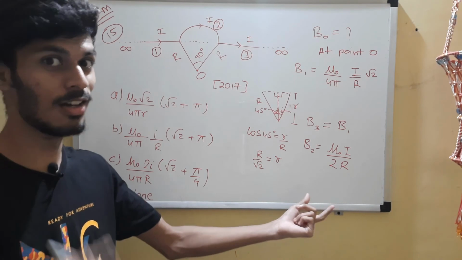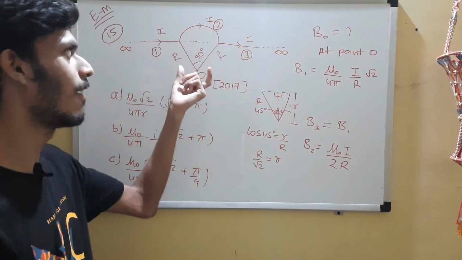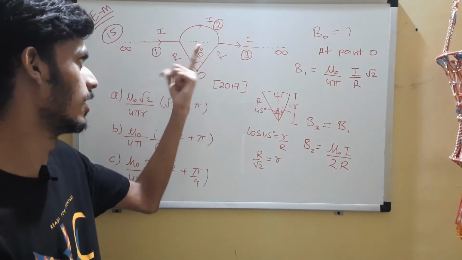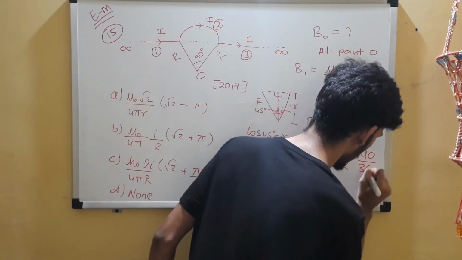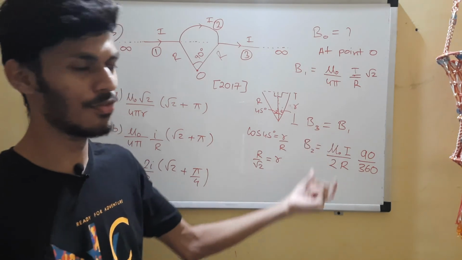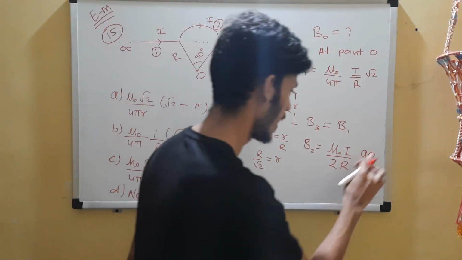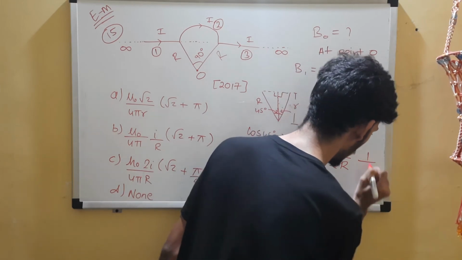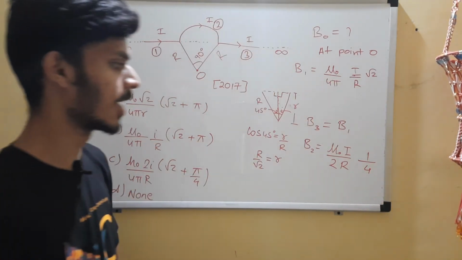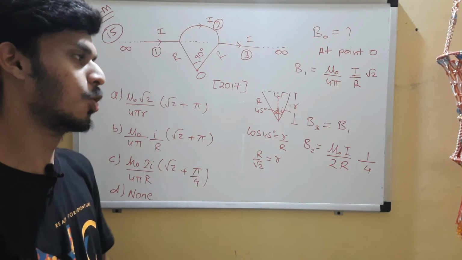But this is for a circular loop. Here we have 1/4 of it. A quadrant, 90 degrees, or you can write 90 by 360, right? We have 1/4 of the loop over here. 90 by 360 is the same thing, 1/4. So I'm writing 1/4 directly over here. Or you can write pi by 2 by 2 pi.